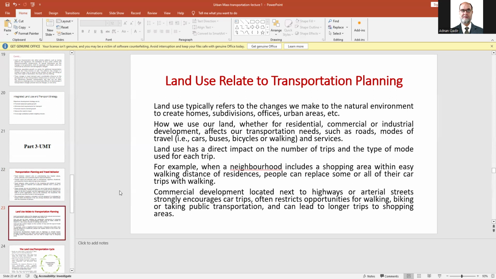Land use typically refers to the changes we make to the natural environment, like homes, subdivisions, offices, urban areas. How we use our land, whether for residential, commercial, or industrial development, affects the transportation needs, such as roads, more travel, services, and parking demand. Imagine, not imagine, actually we have some shopping centers situated right on the main road, and that is creating a lot of parking demand.